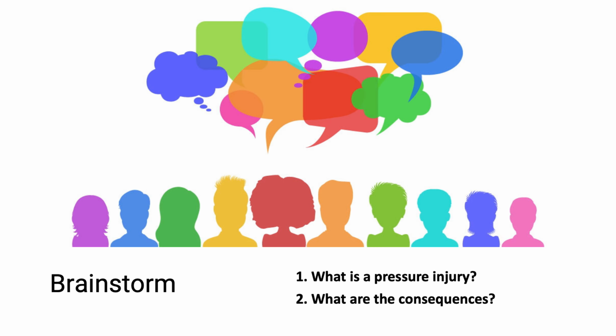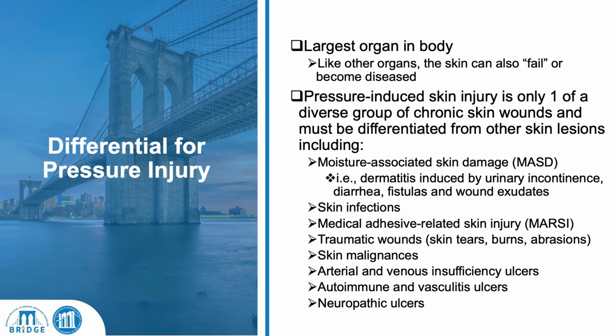So let's brainstorm. What is a pressure injury? And what are the consequences of pressure-induced skin injury? The skin is the largest organ in the body. And because the skin is the largest organ in the body, the skin can also fail, or the skin can also become diseased. Pressure-induced skin injury is only one of a diverse group of chronic skin wounds, and therefore pressure-induced skin injury must be differentiated from other skin lesions.